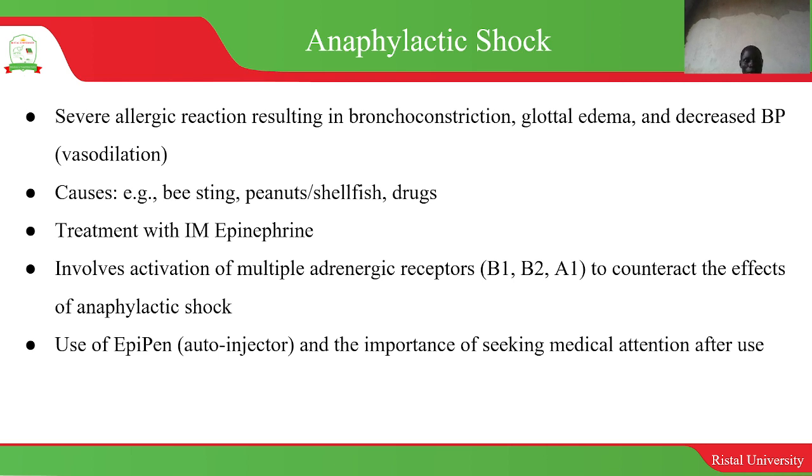Let's look at anaphylactic shock. It is a severe allergic reaction resulting in bronchoconstriction, laryngeal edema, and decreased blood pressure. This is what happens during anaphylactic shock. There is vasodilatation. There is vessel dilatation, so too many vessels are dilating, and most of the blood is kept at the periphery, pulling away from the center, from the heart, and then there's really decreased blood pressure.